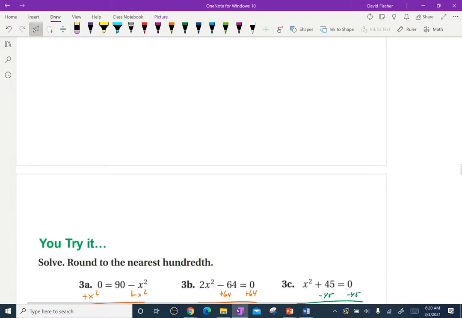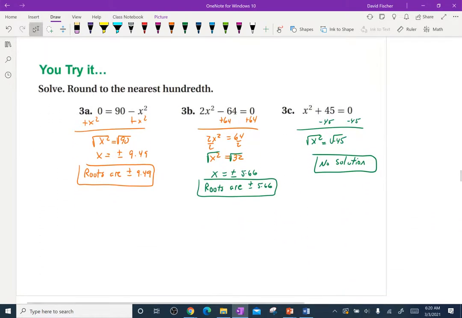I was just checking my square root here of 32, just to make sure. Square root of 32. I'm getting 5.65. So there's a 6 next door to the 5, so that bumps that 5 up to a 6. So I like that answer.